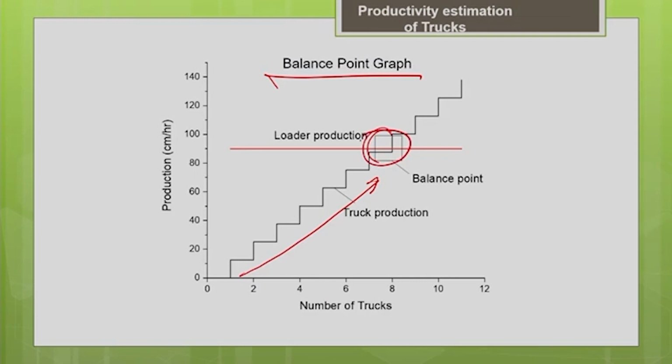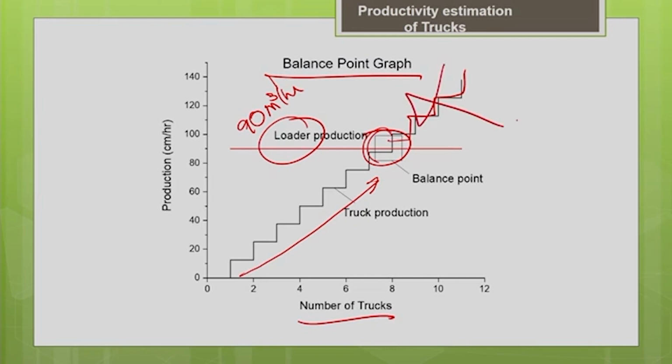At the balance point, you can see that the productivity of your truck and the productivity of the loader will be the same. Loader productivity is 90 meter cube per hour. At the balance point, both the machines are working at the same productivity. But beyond the balance point, even if you increase your trucks, you cannot get more productivity. You cannot go beyond the loader productivity level. That will be the limiting value, because you have only one loader.